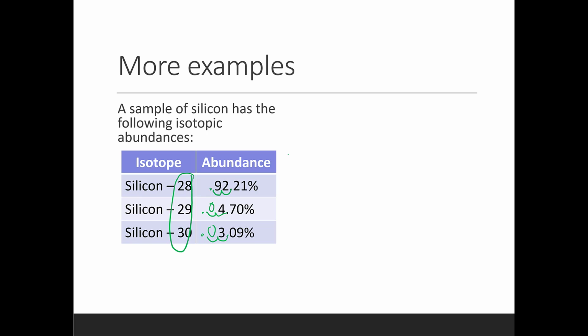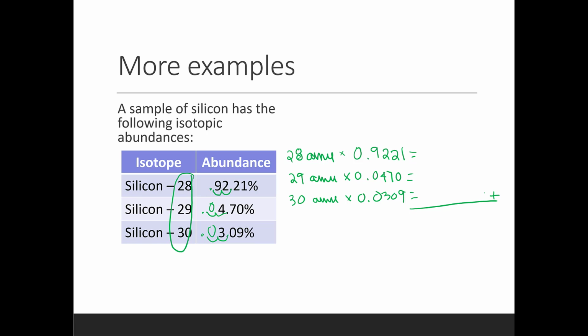We've got 28 AMU, and we're multiplying that by 0.9221. Okay, I'm going to write out all the work, and then you can do the calculating yourself. So 29 AMU times 0.0470. Got to be careful with those zeros there. And then 30 AMU times 0.0309.